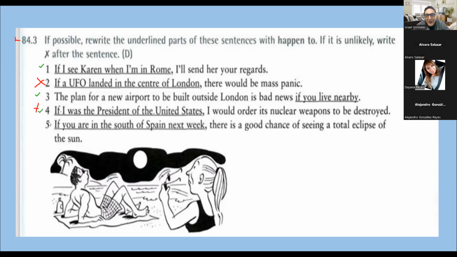Okay. Then number 5, Alex. If you are in the south of Spain next week, there's a good chance of seeing a total eclipse of the sun. Possible or impossible? Possible. If you are in this. Okay. Maybe you have some documentation first that this person is traveling to Spain, or that some of these people are in the south of Spain, like me next November.